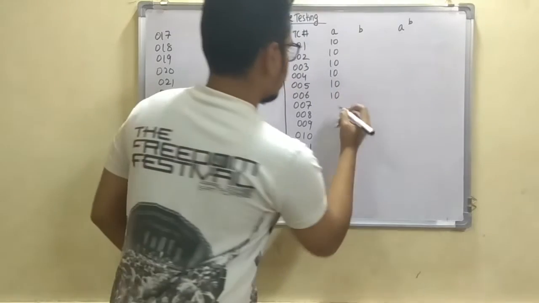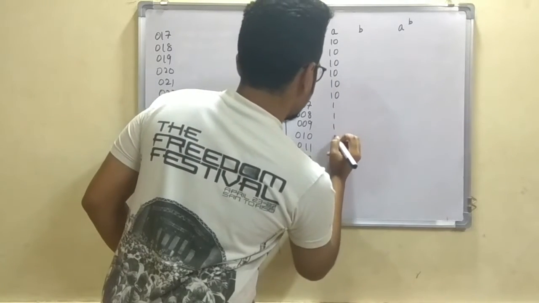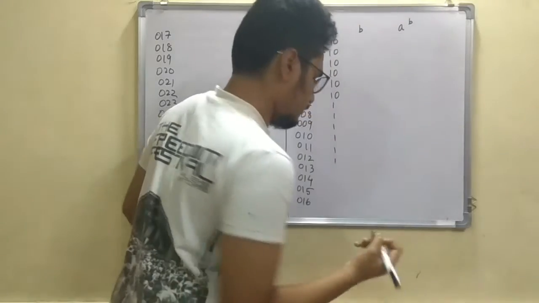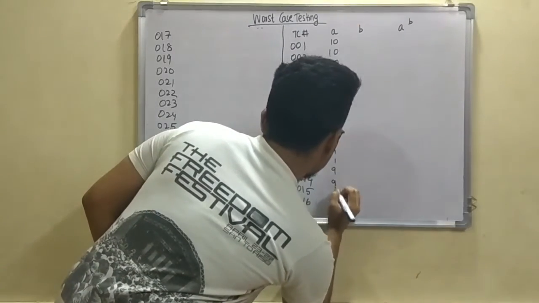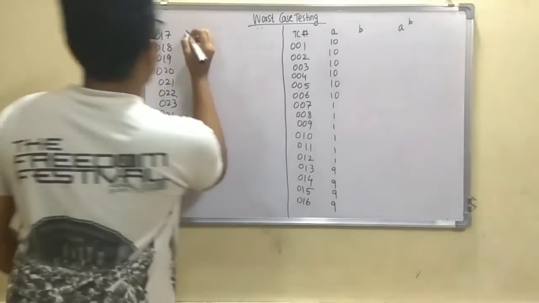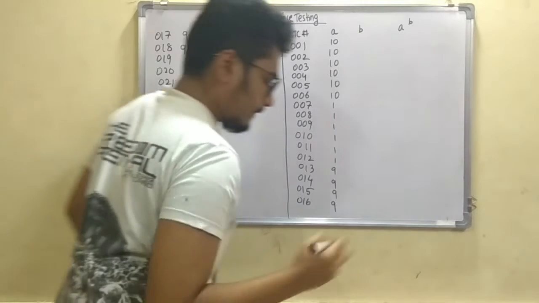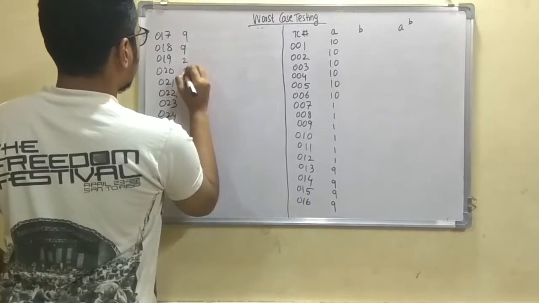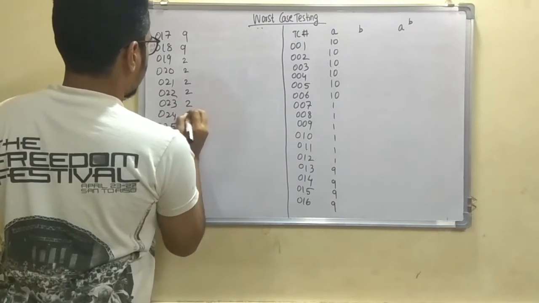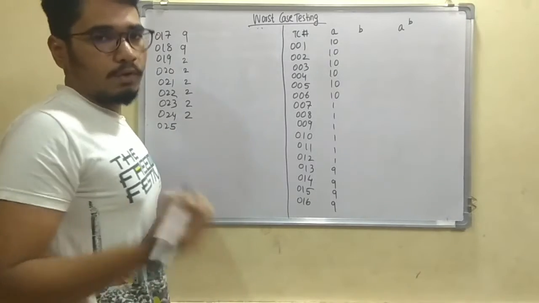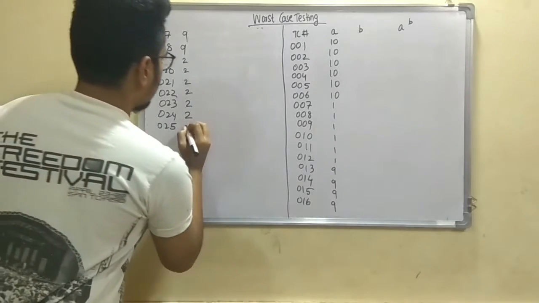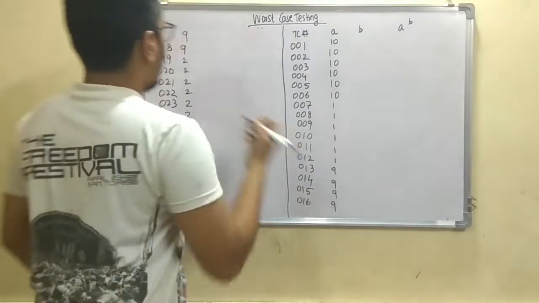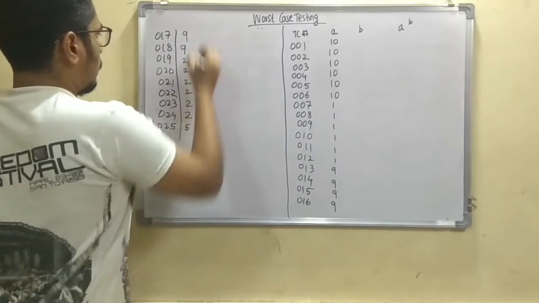Next we write 1, that is 1, 2, 3, 4, 5 and 6. Next we have 9, that is 1, 2, 3, 4, 5 and 6. And we have 2, 1, 2, 3, 4, 5 and 6, and the final value would obviously be the nominal value, that would be 5, and this makes this column.